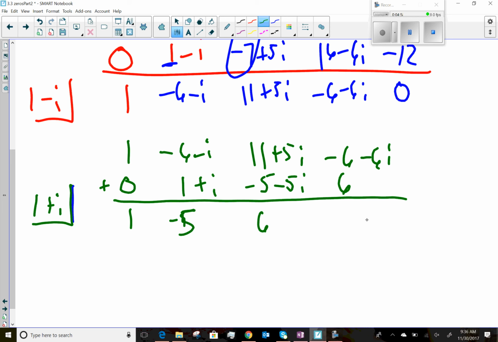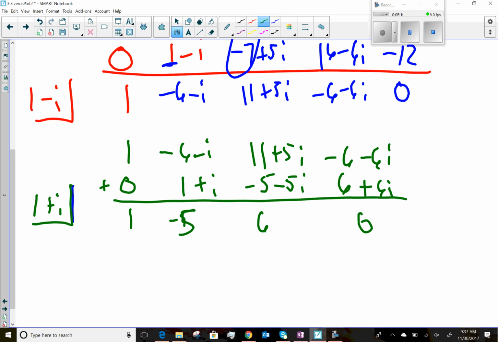We know this should be 0. So here's a little test to show that conjugates are solutions. It's not really a proof because you need it for all of them, but that's okay. All right, onward. And then plus 6i. Look, everything cancels out, of course, and we get 0 here. So now we have these coefficients, 1, negative 5, and 6.